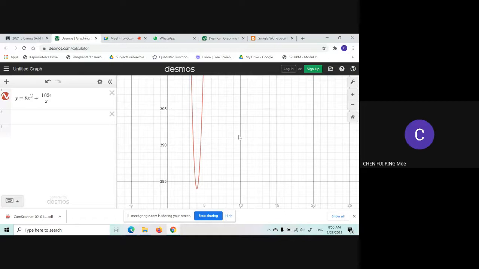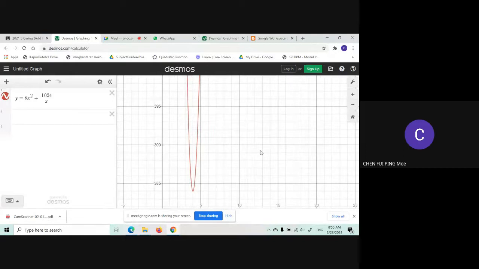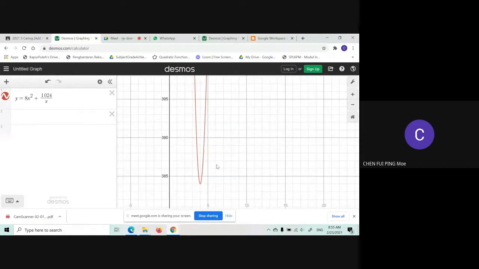So at the end, after you adjust, you will get something like this. Okay, more or less like the one in the book. So from this graph, you can see that at the positive part, we do not look at the negative part because radius is always positive. So look at this positive part.